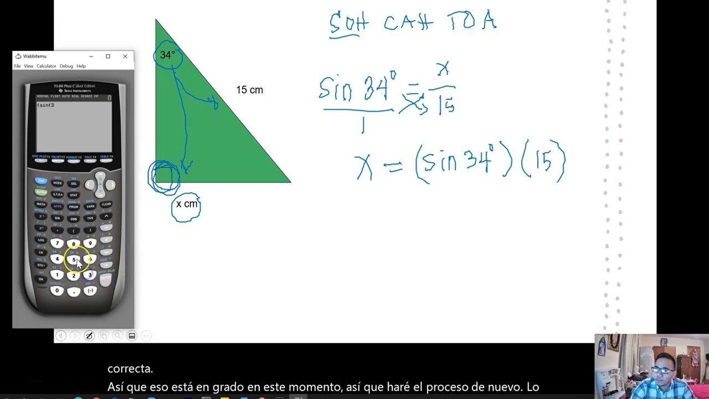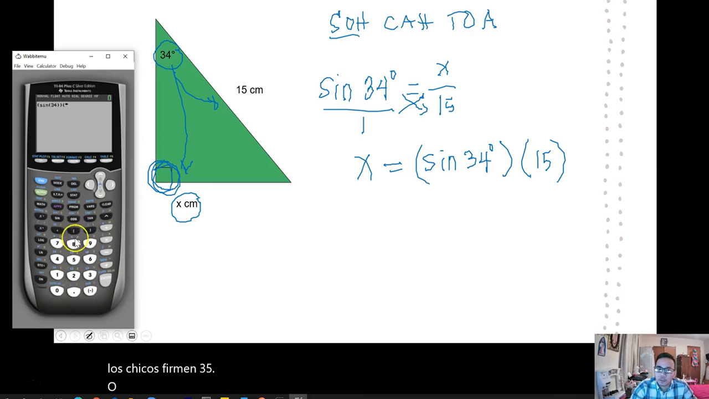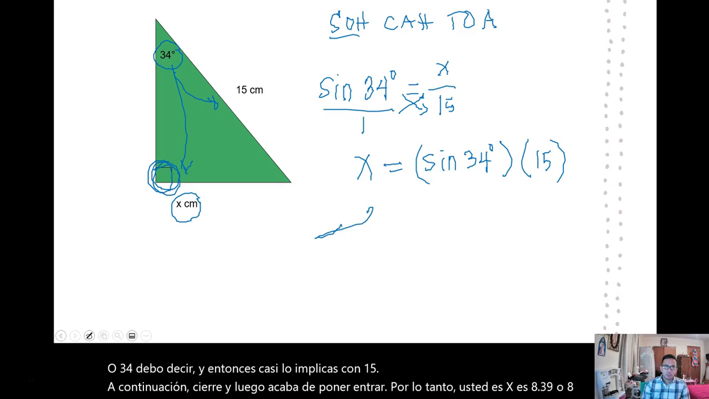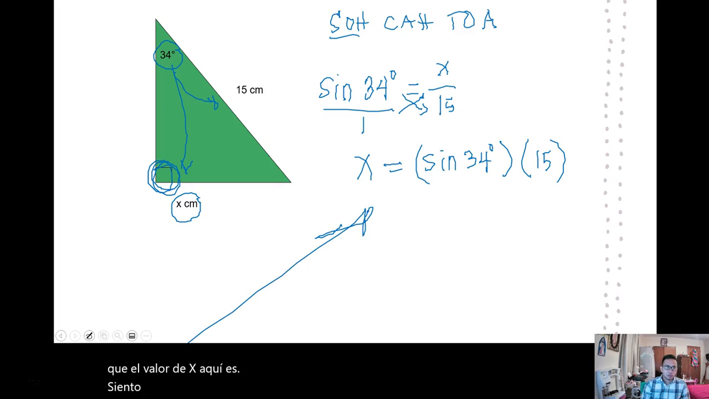Sine 34, I should say, and then we'll multiply that with 15. And then close, and then you just press enter. Therefore, your x is 8.39 or 8.4. So the value of x here is 8.4, right?